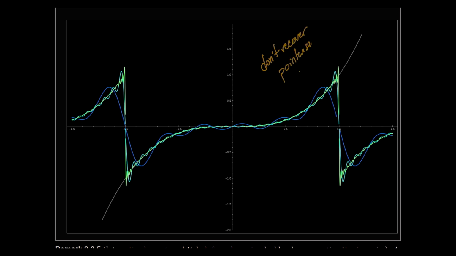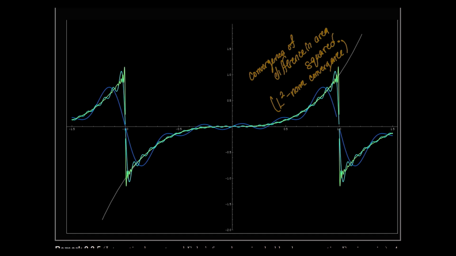So there's going to be a collection of points, often near the boundary, for which the Fourier series doesn't converge. This isn't the sort of convergence we care about. The convergence we actually have is convergence of difference in area squared. Mathematicians have a name for this. It's called L2 norm convergence. So mathematicians have this word, L2 norm convergence, to describe the convergence of a difference in area squared.